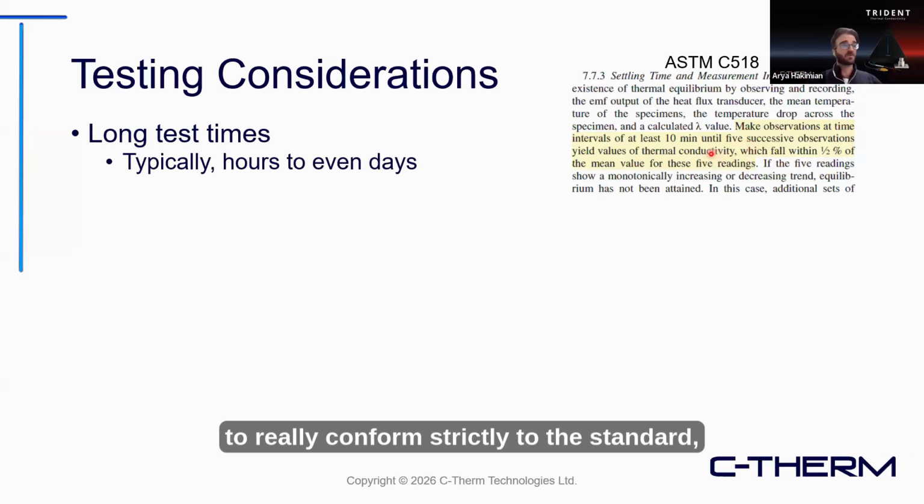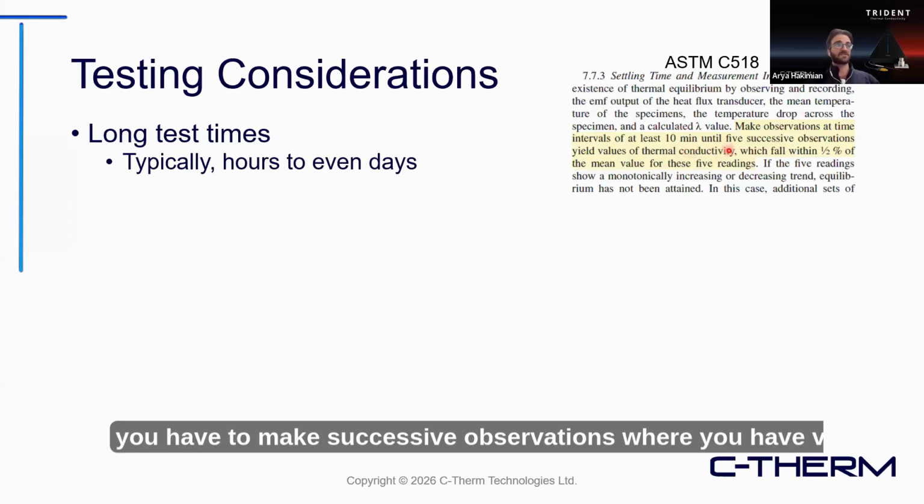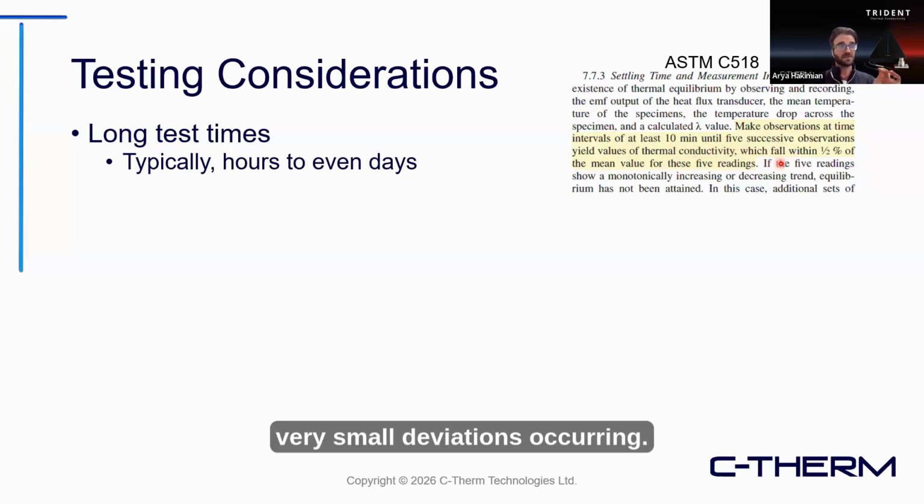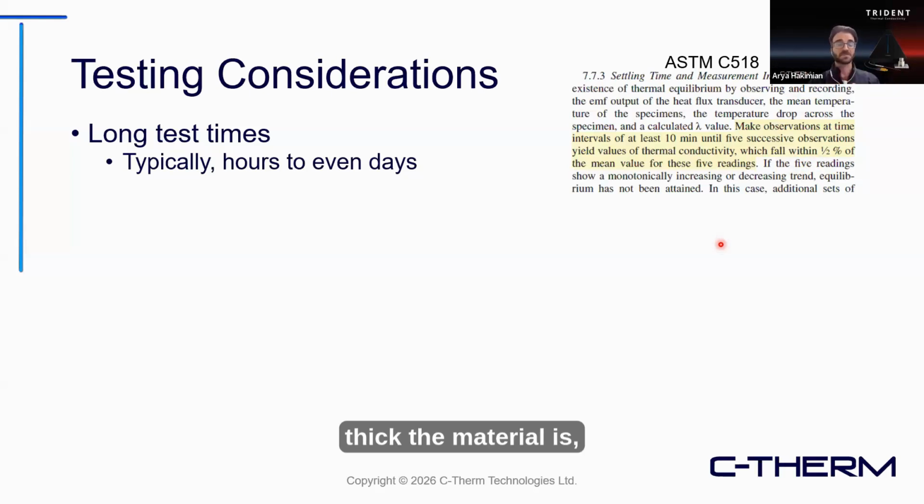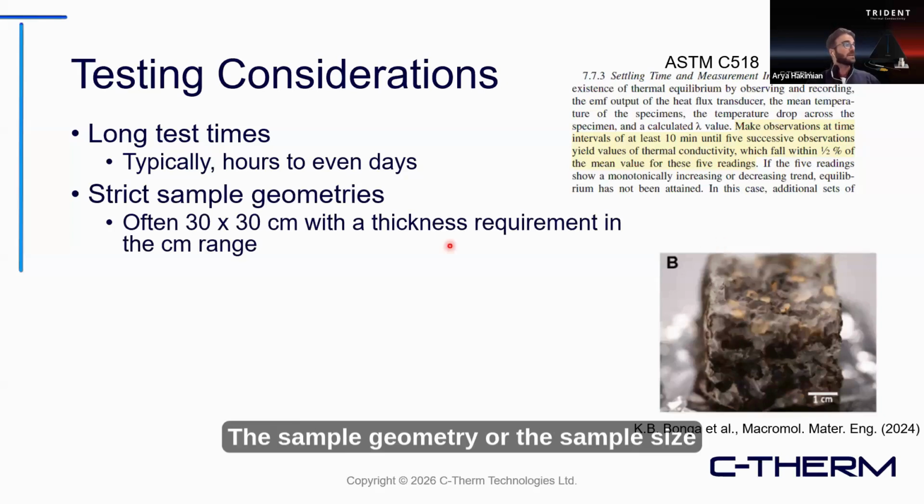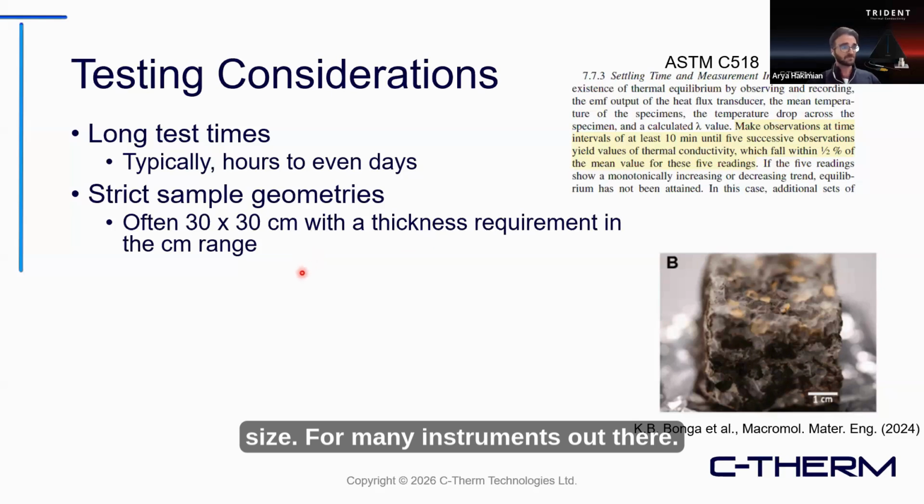To conform strictly to the standard, you can see every 10 minutes, intervals of at least 10 minutes, you have to make successive observations where you have very, very small deviations occurring. Generally, and again, this can vary depending on the overall conductivity and how thick the material is, the test time is a key factor to consider. The sample geometry or sample size requirements is another thing. Generally, with the steady state devices, you're dealing with larger size blocks or pieces of material, 30 centimeters by 30 centimeters is a very standard size for many instruments out there.